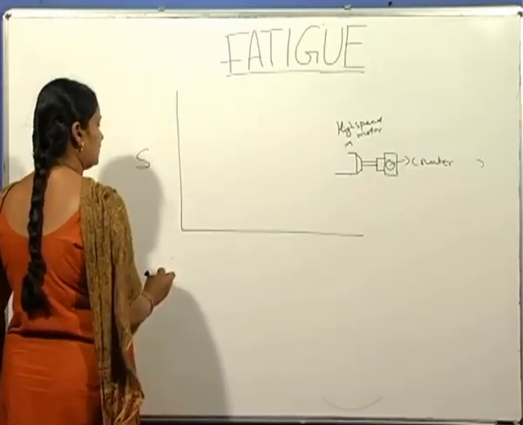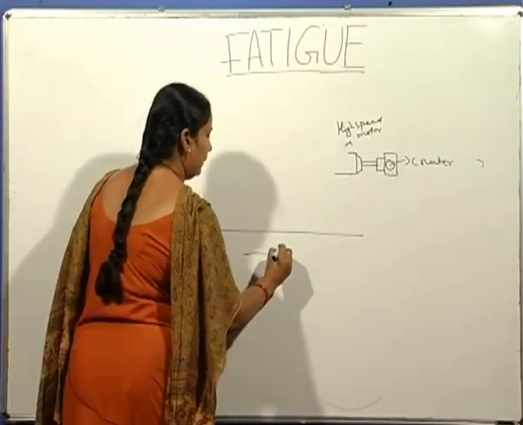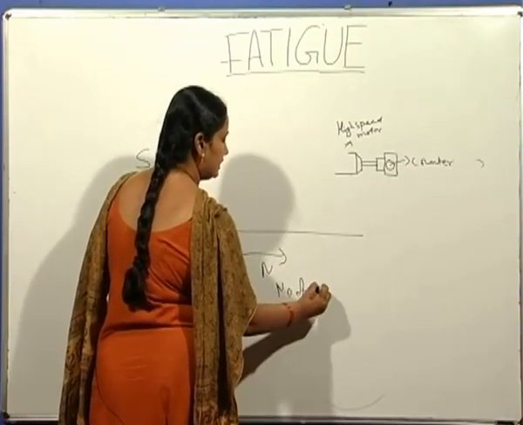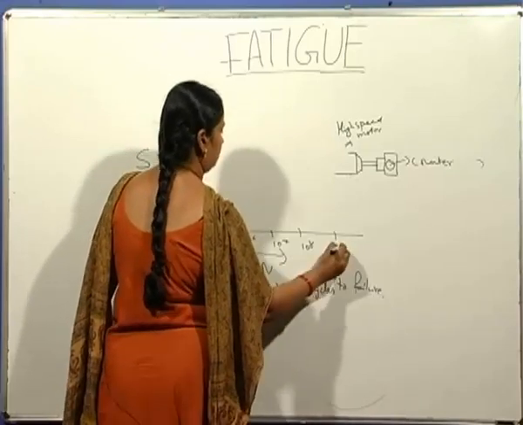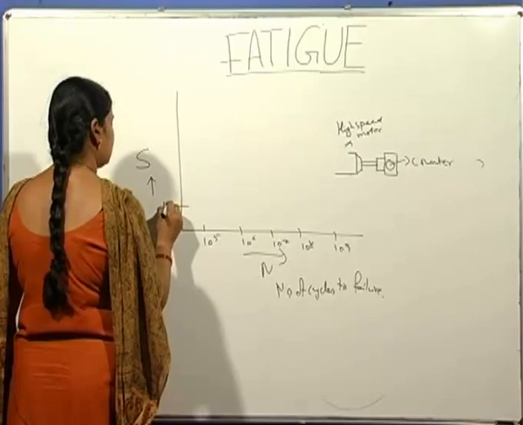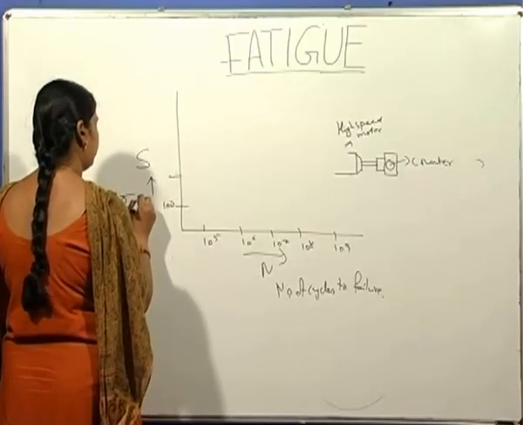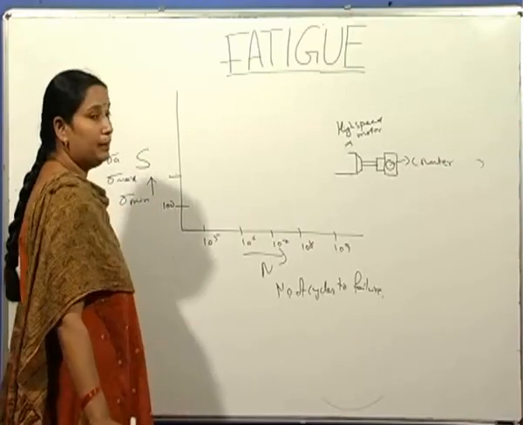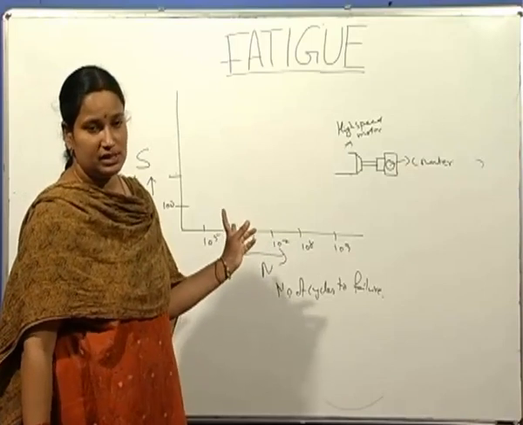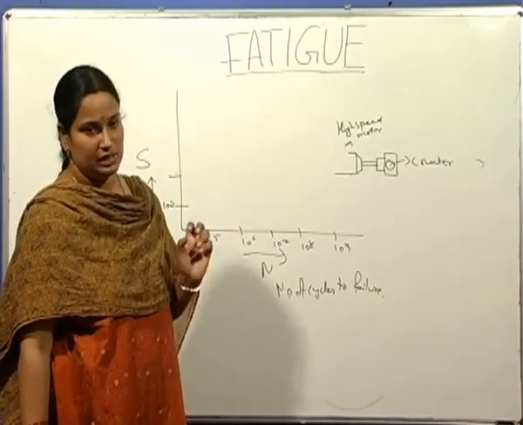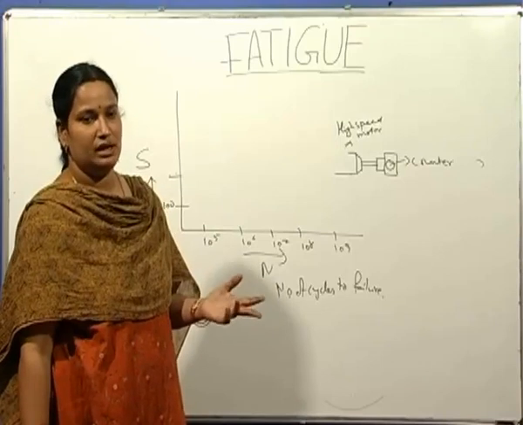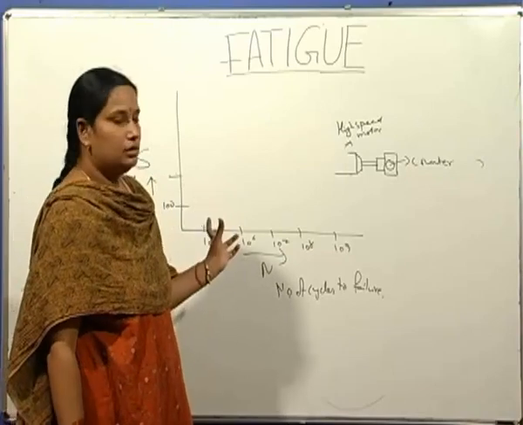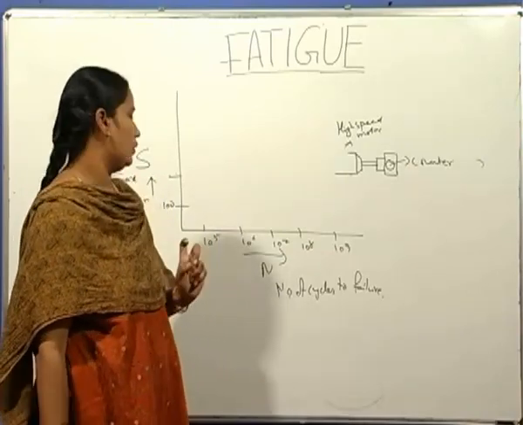So this is a plot of stress versus number of cycles to failure, which is indicated by the capital N, number of cycles to failure. And this is stress. The stress can be either maximum stress or minimum stress, or it can be alternating stress. But the value of mean stress for this type of stress cycle is 0. Why? Because maximum and minimum stresses are equal in magnitude but of opposite sign. So the value of mean stress is 0.